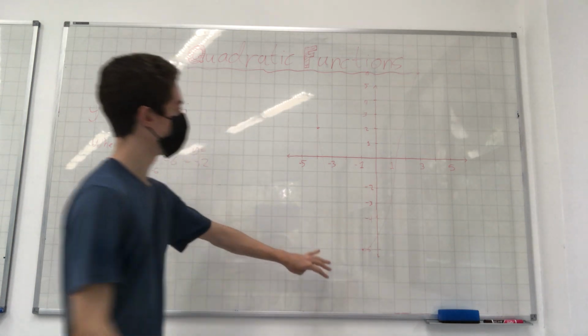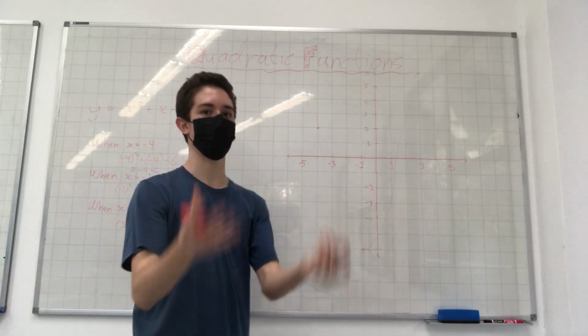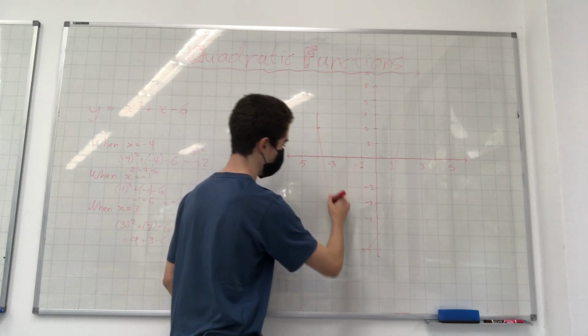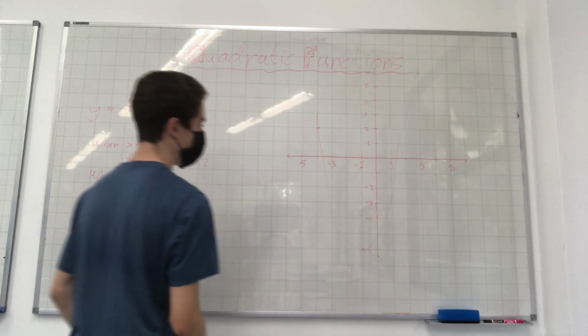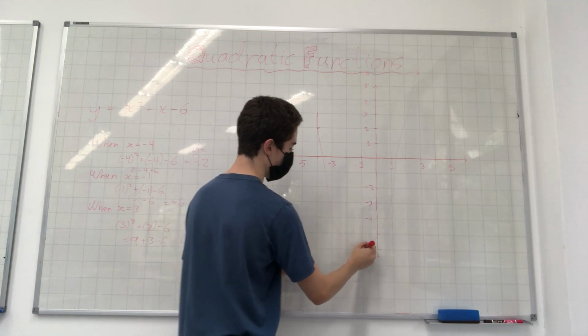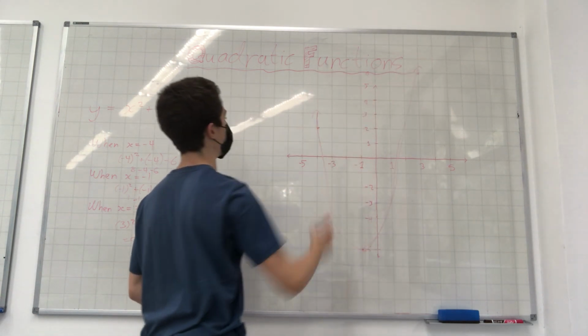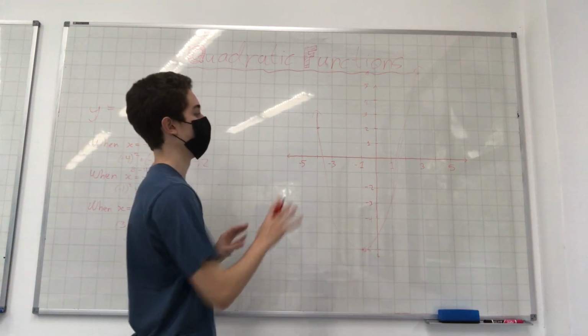This is the first essential element of a quadratic function, which is that it's graphed as a parabola. If you were to find all of these points, they would follow some kind of curve like this that we call a parabola. And this is the first important thing of how to graph them.